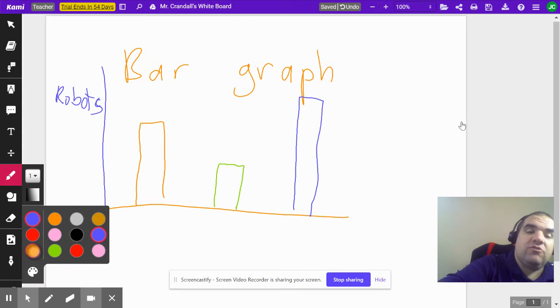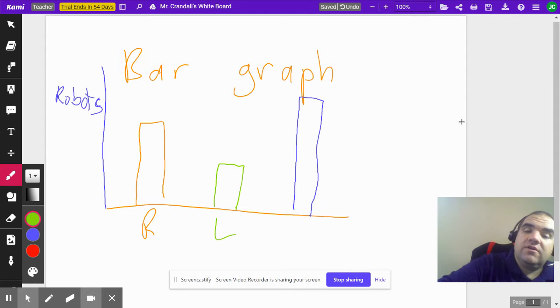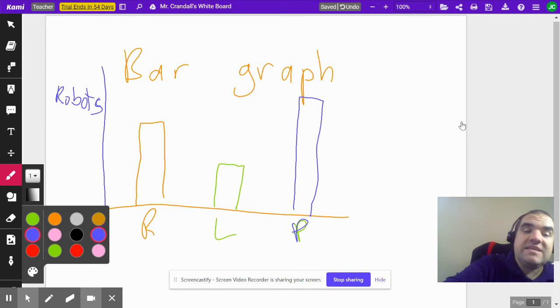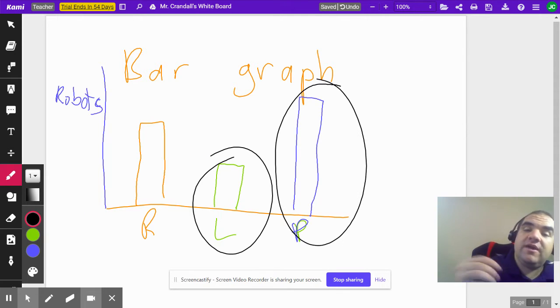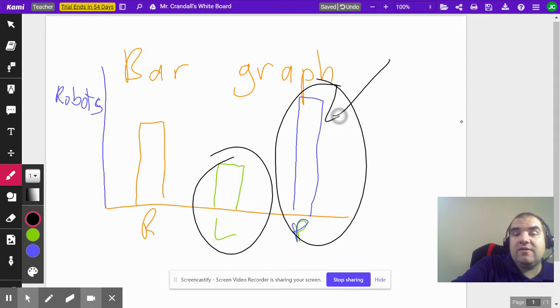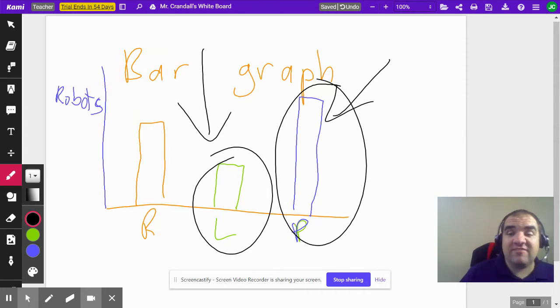We have Rosamond here, we have Lancaster here, and we have Palmdale here. We can see just from these pictures that the one that has the least amount of robots is Lancaster, and the one that has the most amount of robots is Palmdale. And we can see that because this one's bigger, therefore it has more. This one's smaller, therefore it has less.